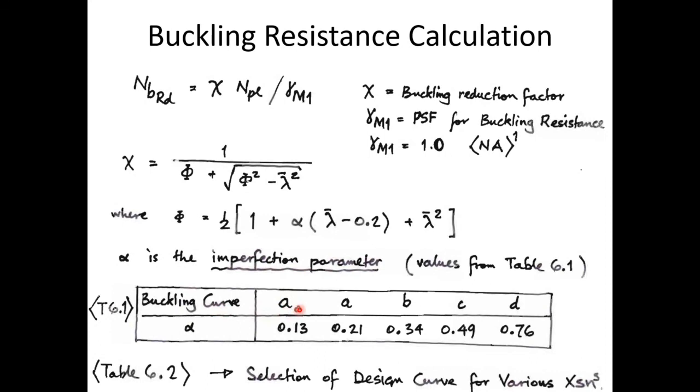So we have the different curves, so we decide which curve it is based on what material strength we have, which axis we're looking at the buckling about, and the cross-sectional shape. So if we have a buckling curve A naught all the way up to D, as we go from A up to D, then the imperfection factor gets larger. And that means that our reduction factor gets smaller, in other words, our buckling resistance is less. So the more imperfection we have, as we go from A to D, the lower the capacity of the section to carry load before it's going to buckle. And then we can use table 6.2 to select the design curves for the various different cross sections.